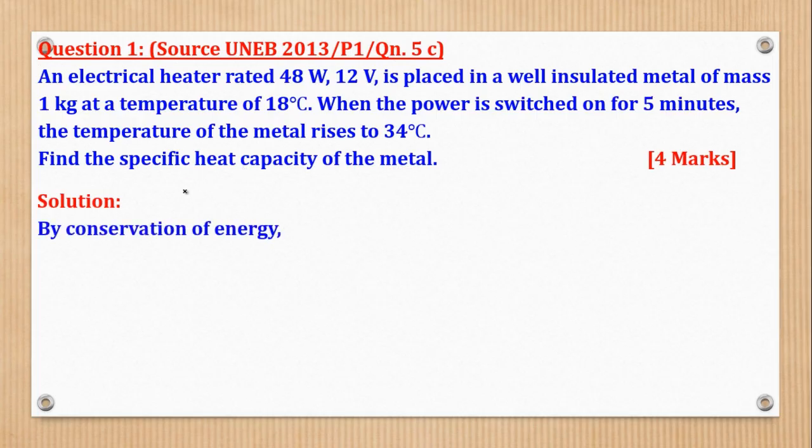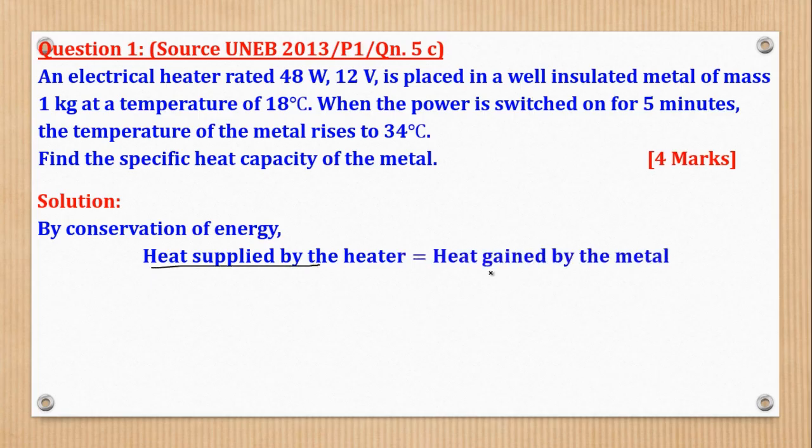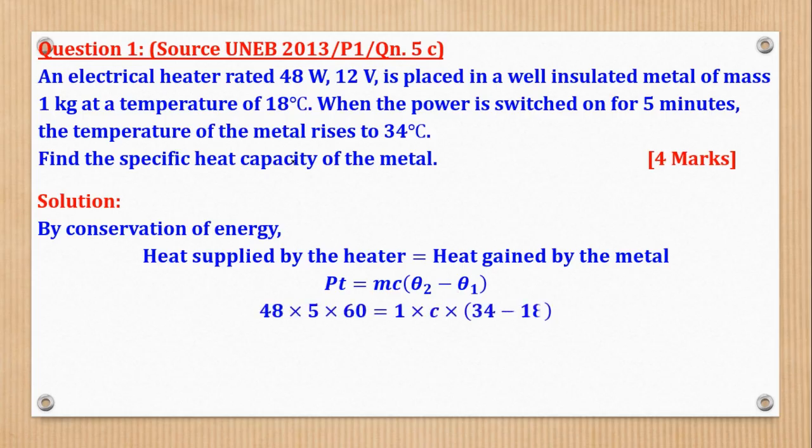So by conservation of energy, what we know is that heat supplied by the heater is equal to heat gained by the metal. Therefore, heat supplied by the heater, we already saw that it's equal to PT, and heat gained by the metal, which is capital Q, is MC, change in temperature. So this is MC and this is change in temperature. So we shall come and substitute.